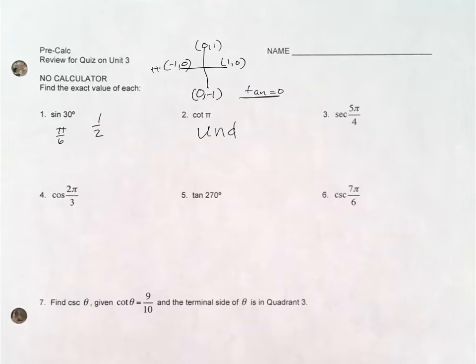5 pi over 4. Now you know that the cosine is radical 2 over 2. So we got to flip that over. So we're dealing with 2 over radical 2, which we'll have to fix. And we get 2 radical 2 over 2. So the answer is radical 2.